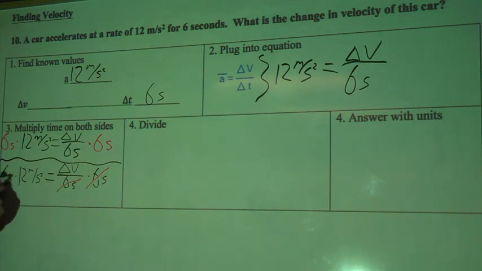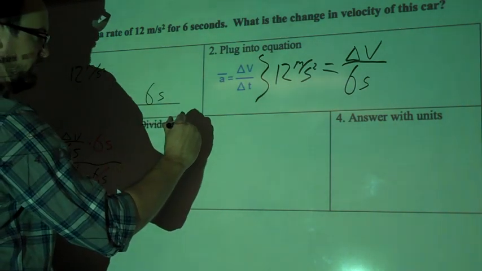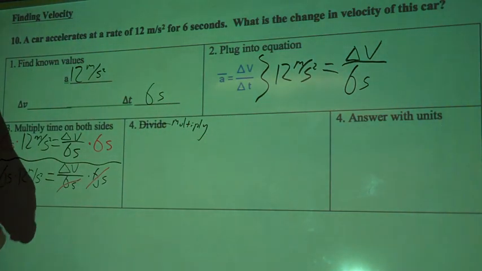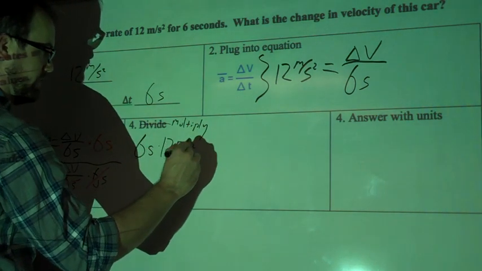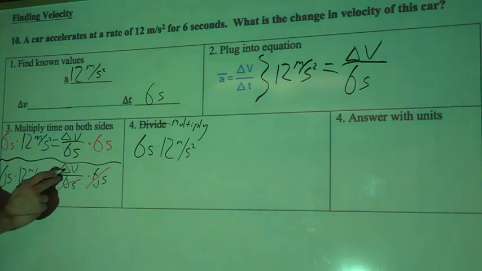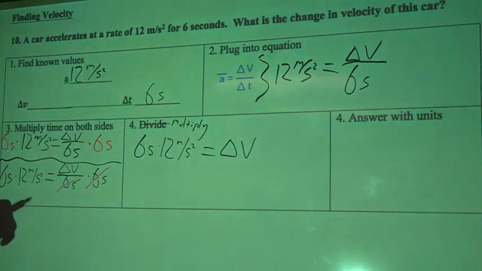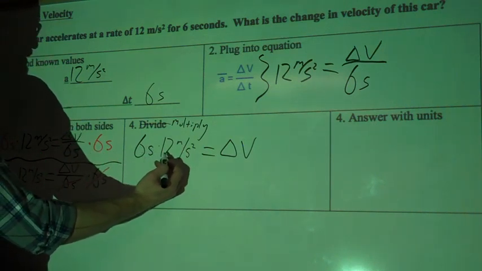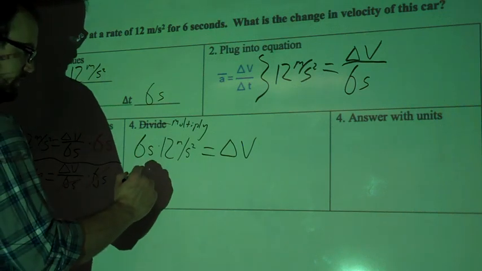So 6 seconds times 12 meters per second. Actually, I'm gonna keep everything I have here and I'm gonna write it here. This should not say divide, by the way. This should say multiply. Okay. So 6 seconds times 12 meters per second squared, right? Equals, and all that's left here, this is beautiful, is just the change in velocity. Okay? Now this is an easy problem. We just have to combine these terms, so 6 times 12 will give me, let's see, 72.